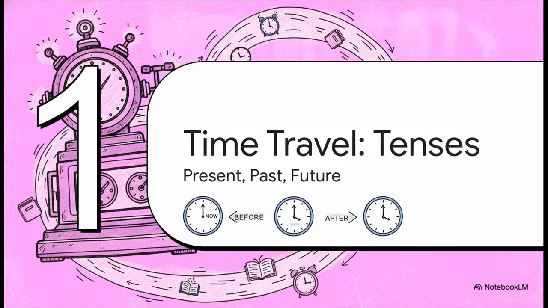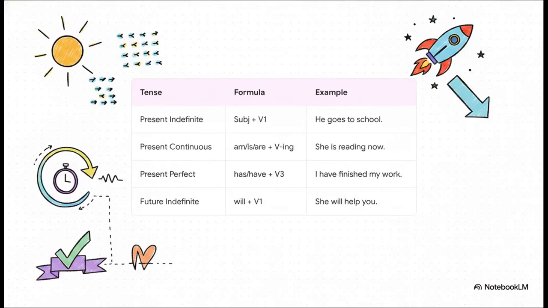Time travel. We're mastering the present, past, and future tenses. I really love thinking of verb tenses as the literal dials on a time machine. You can actually see how the verb transforms to pin down exact, precise moments in your storytelling. Take Rule 1, the present indefinite. The formula is simply your subject plus a base verb, or V1. So, he goes to school, or the sun rises in the east. It's a universal truth, a regular habit.